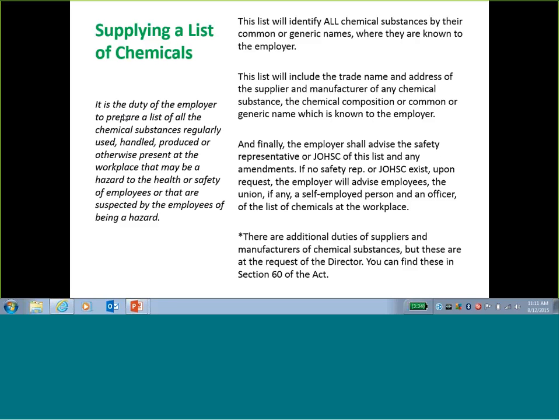And finally, the employer shall advise the safety representative or the JOSH committee of this list and any amendment. If no safety representative or JOSH committee exists, upon request, the employer will advise employees, the union, if any, self-employed persons, or an officer of the list of chemicals at the workplace. There are additional duties for suppliers and manufacturers of chemical substances, and these are requested of the director, and you can find these in Section 60 of the Act.